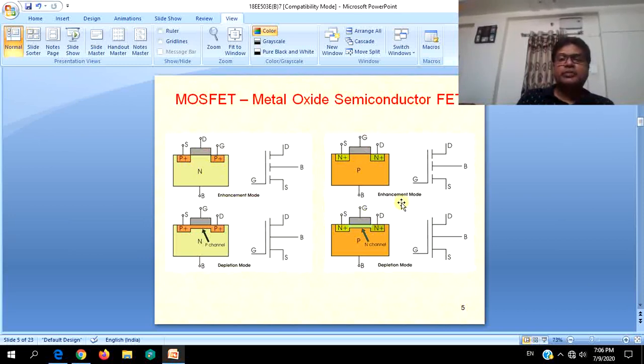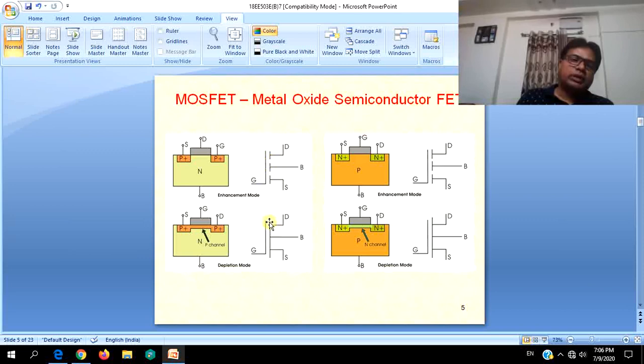And for enhancement mode, this is the conducting channel of the transistor. It is shown with dotted lines, indicating that it requires more voltage to break the barriers and junctions. And for depletion mode, as it is already shorted, it requires less voltage for conduction, and it is shown with a continuous line.